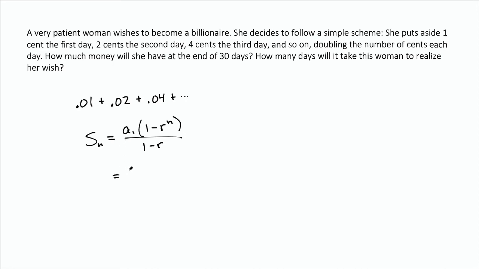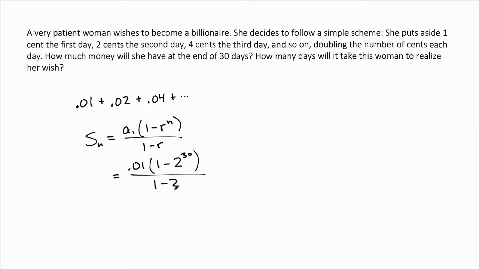So we know our first term is the 1 cent, 0.01. The common ratio is 2, and n is 30, since we're doing this for 30 days, all over 1 minus 2. And this will tell us the sum after we've added all of that up.